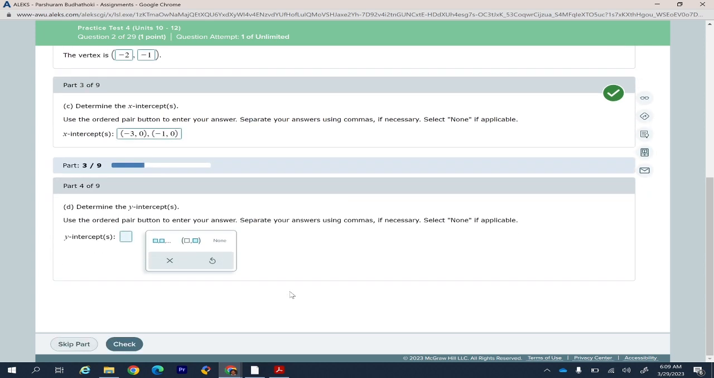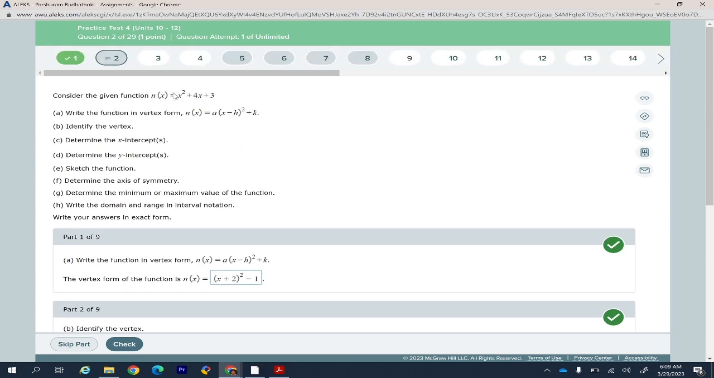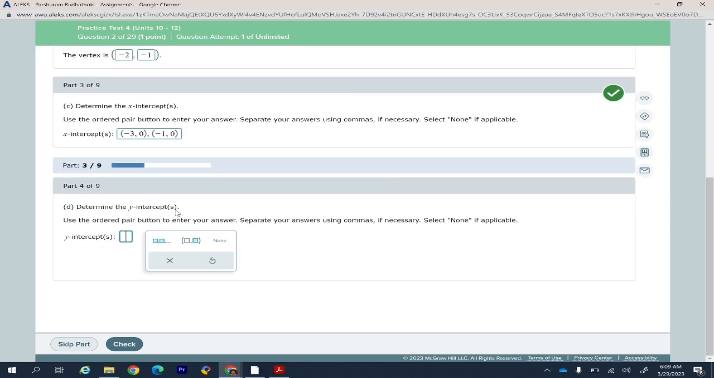-3 and -1 are the two x-intercepts. The y-intercept means, look here, just put x equal to 0 in the given function, and it will be 3. So the y-intercept, in ordered pair form, is when x is 0, the y is 3.